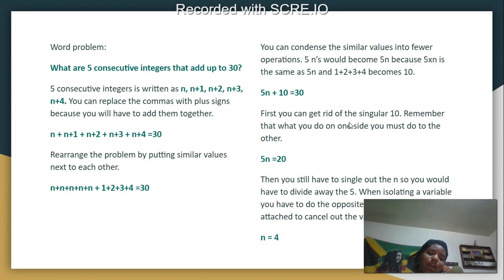Now you still have to single out the n, so you have to divide away the 5. When isolating a variable, you have to do the opposite operation that's attached to cancel out the value. So instead of times 5, you would do divided by 5. So the 5 gets divided away, and there's no longer a 5 there. Then since you divided by 5 on one side, you have to divide by 5 on the other side, and 20 divided by 5 is 4. And so n equals 4.